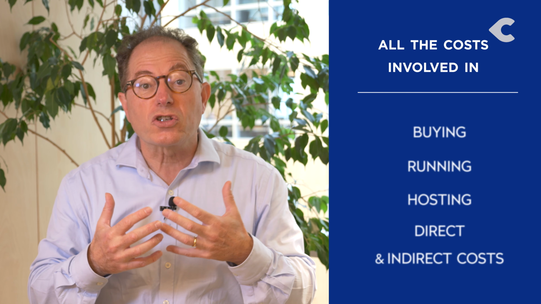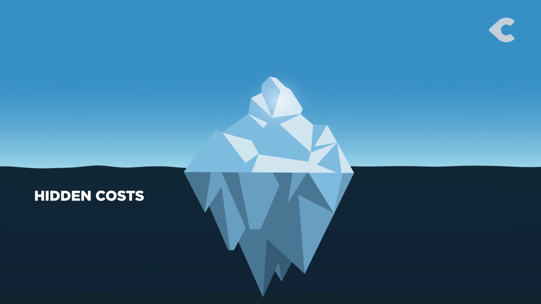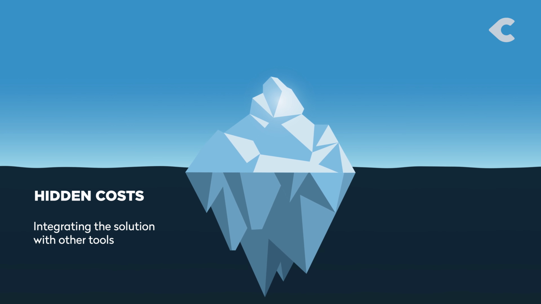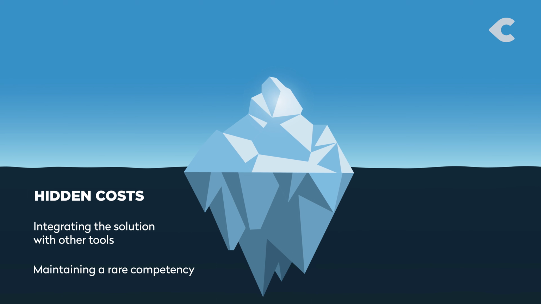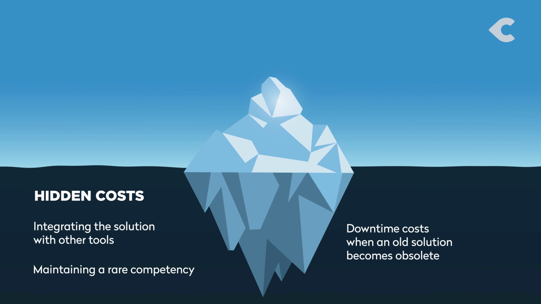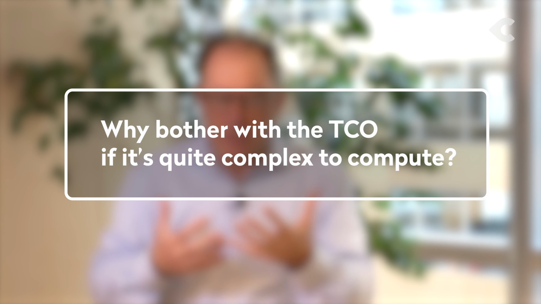and indirect costs. TCO can be quite complex to compute because it includes hidden costs, such as, for example, integrating the solution with other solutions, or maintaining a rare competency that is needed, or maybe the cost of outages of old solutions that you would replace with a new solution. So why bother with computing the TCO if it's difficult?